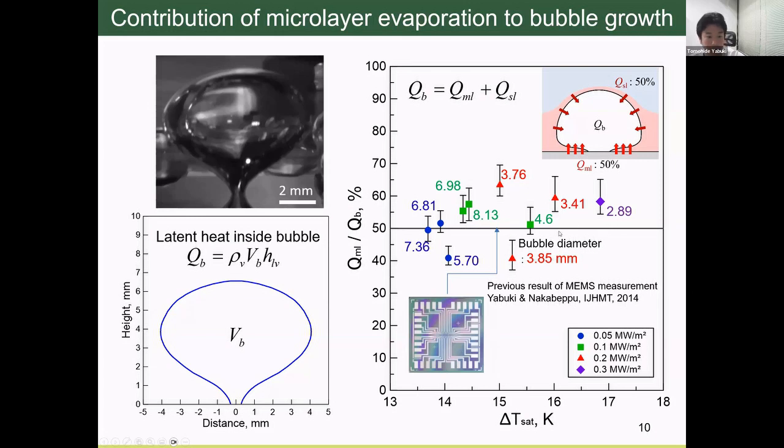And this is very similar to the result obtained by the MEMS measurement. And the rest of 50% is supplied from the superheated liquid layer. So I can say we need to consider both the microlayer evaporation and also evaporation of the superheated liquid layer to model the bubble growth in pure water pool boiling.